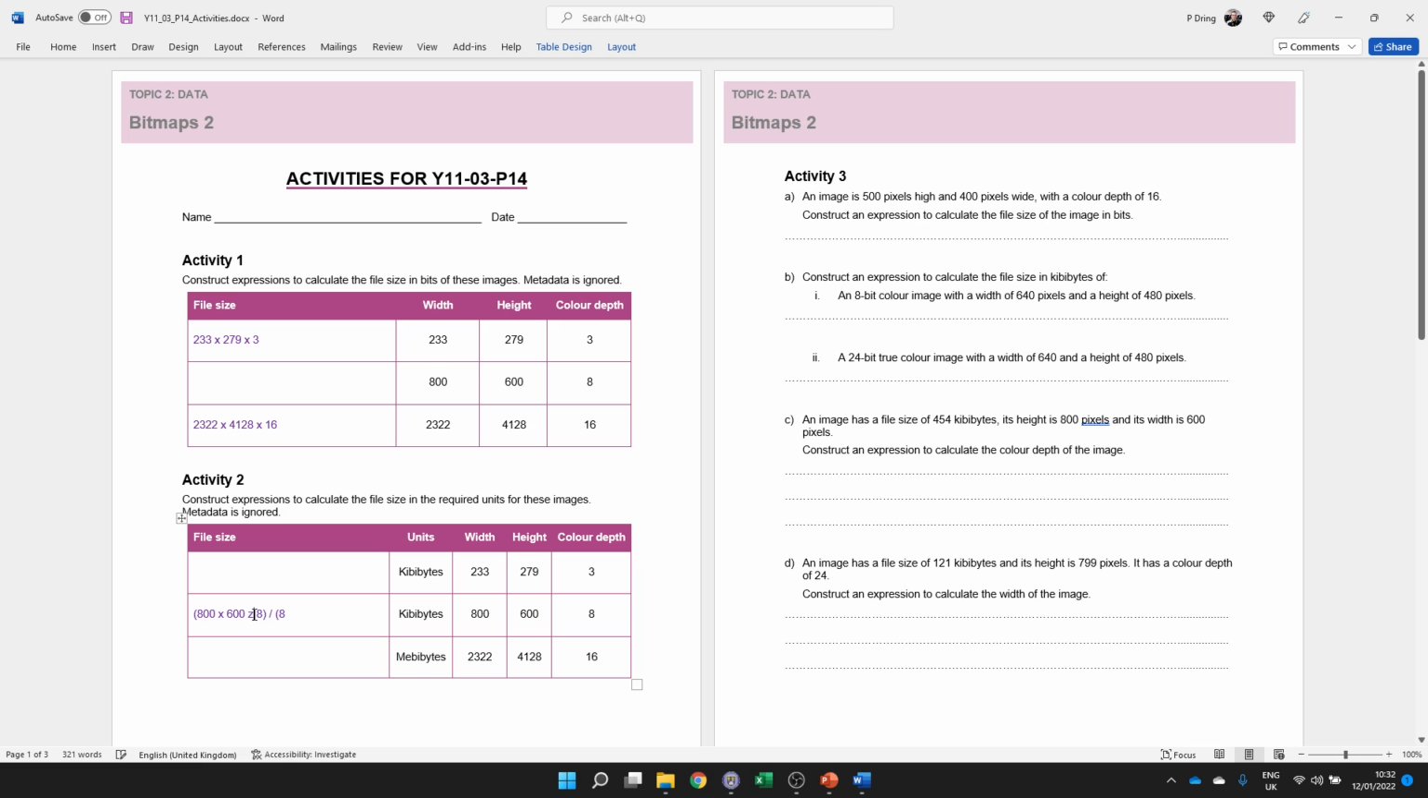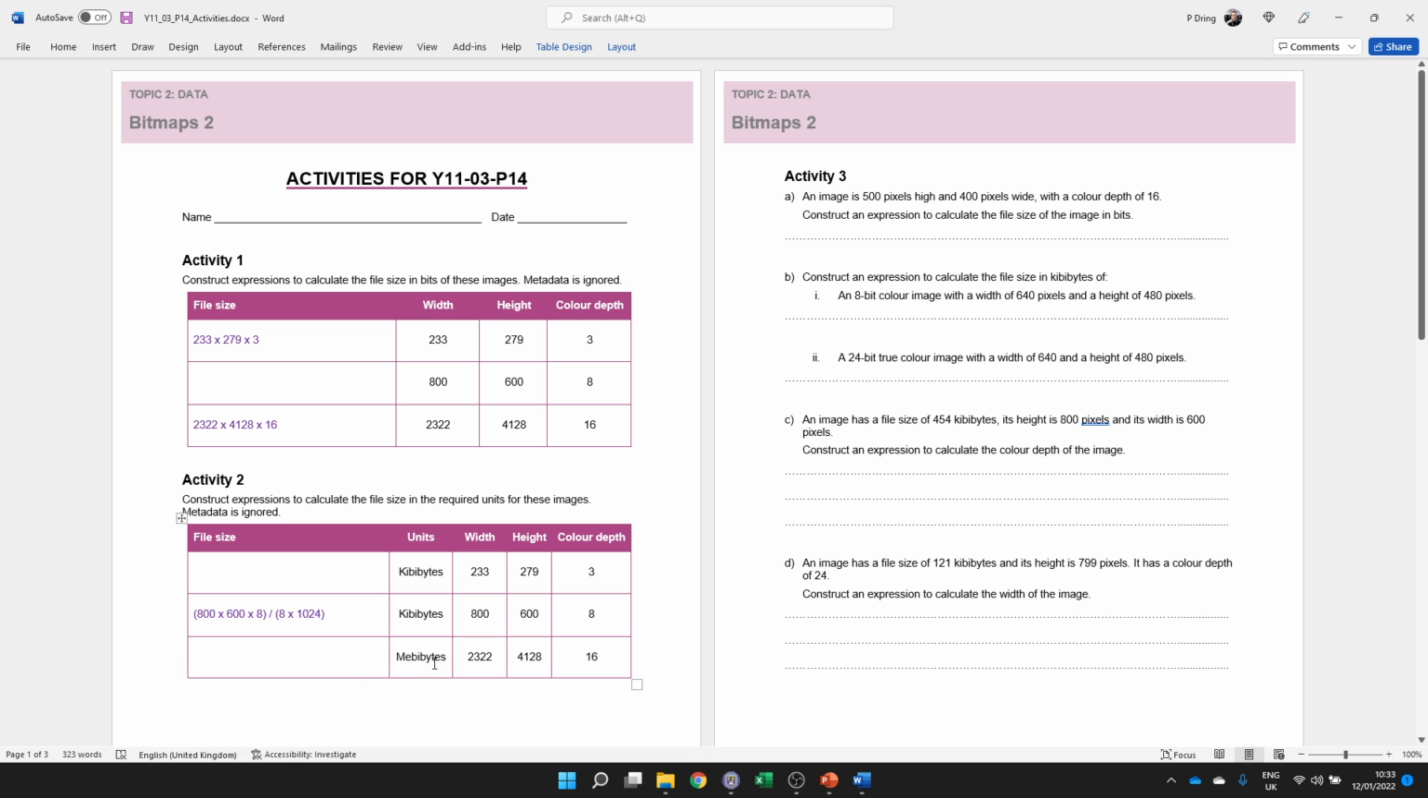That should be an X, not a Z. 800 times 600 times 8, that's the total number of bits. Then we want to divide by 8 to go into bytes. And we also want to divide by 1024 to go from bytes to kibibytes.